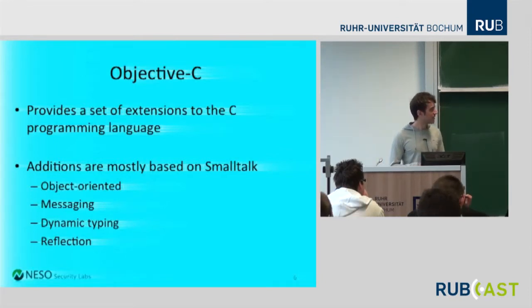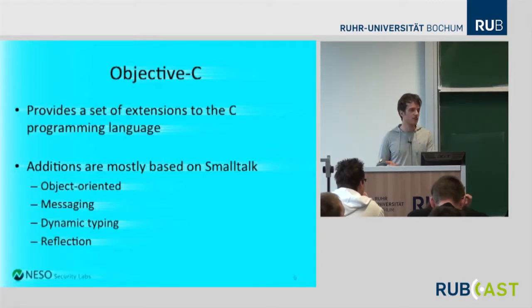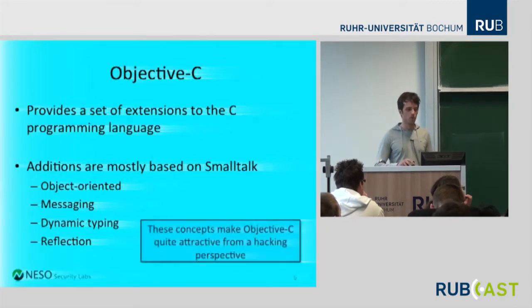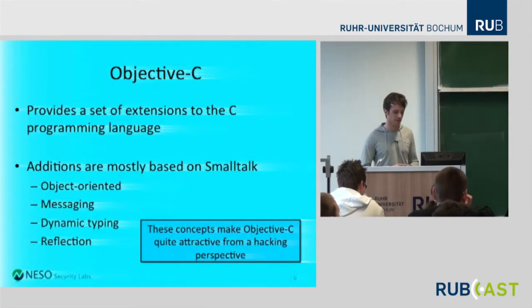Objective-C provides a set of extensions to the C programming language, which are mainly an object-oriented design and a messaging concept based on message passing. We'll have a closer look at this in a second. We have dynamic typing and reflection abilities, which is the ability of a program to modify its own behavior at runtime. You might know this from Java, for example. Those reflection abilities are also available in the Objective-C runtime. And all these concepts make Objective-C quite attractive from a hacking perspective, and this is what we're going to look at now.